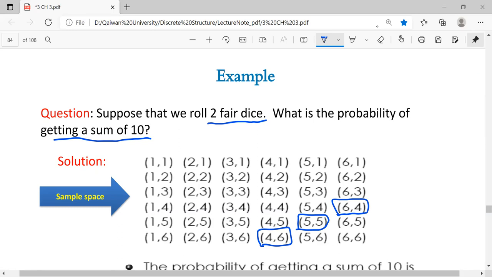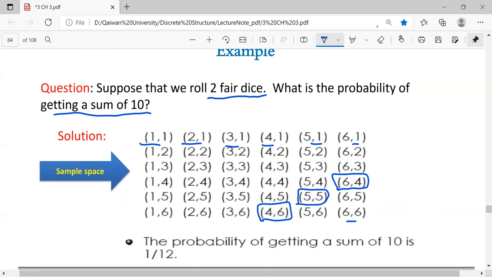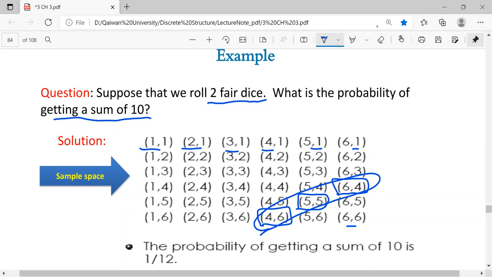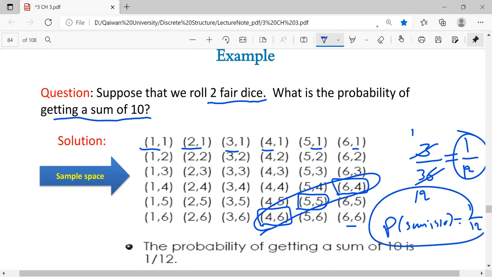So how many members do we have in the sample space? We have 36 elements. As you see, 1, 2, 3, 4, 5, 6, up to here, there are 36 elements. That means the total number of outcomes is 36, and the outcomes where the sum is 10 is 3. So the probability of getting a sum of 10 is 3 over 36. We have only 3 elements where the sum is 10, divided by the 36 elements in the sample space. We divide both by 3, and we get 1 over 12. So the probability of the sum being 10 equals 1 over 12. That's it, for the case where we have only one event.